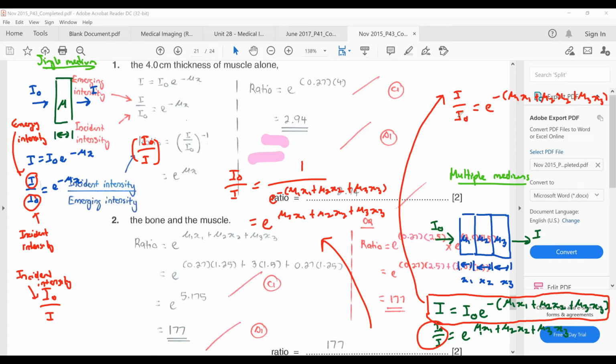If they wanted I over I naught, then no issues, it will just be this. But if the question wants I naught over I, then it will just be this, because the idea was that the I shifts down and this one shifts here. Then you get this one. Sorry, I didn't see the negative there. That's why I wanted to highlight this. You need to be careful whether it's I over I naught or I naught over I. Sometimes they will tend to twist the question a little.